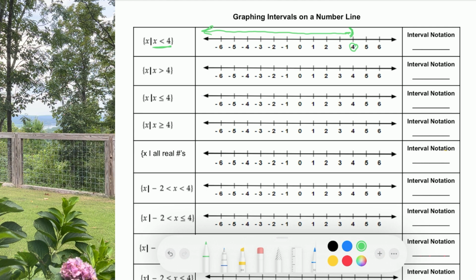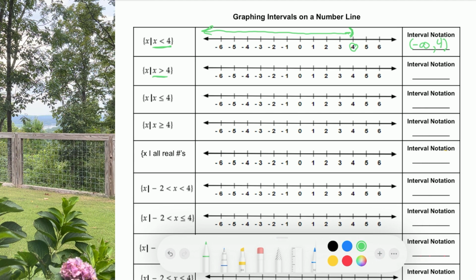Now let's look at the interval notation. It's going towards negative infinity. So I'm going to have parentheses, negative infinity first, comma, 4 is my reference point, my number reference point, and 4 is not included. So I'm going to have a parentheses here. Let's look at the next one.